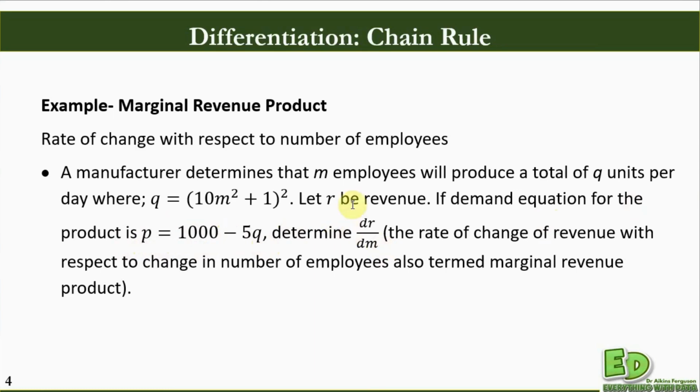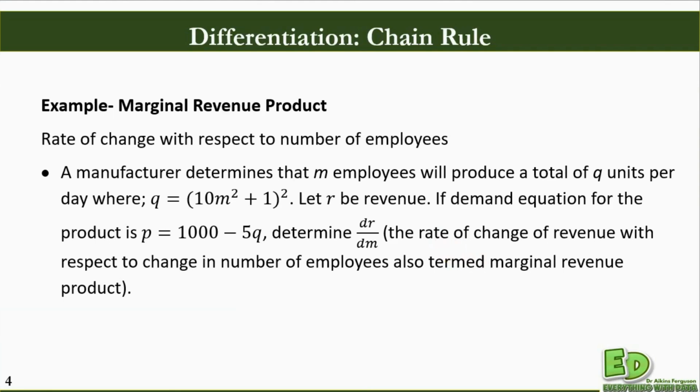Determine dR/dM. That is the rate of change of revenue with respect to a change in the number of employees, also termed marginal revenue. So basically, this question is asking us to find our marginal revenue, which is dR/dM. Remember, to find the marginal revenue, it is the differential of the total revenue function that you have.